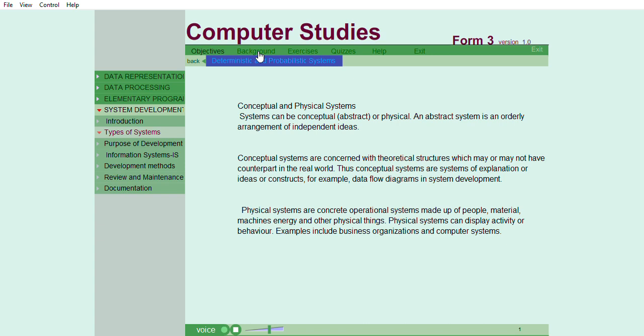Physical systems are concrete operational systems made up of people, material, machines, energy, and other physical things. Physical systems can display activity or behavior. Examples include business organizations and computer systems.